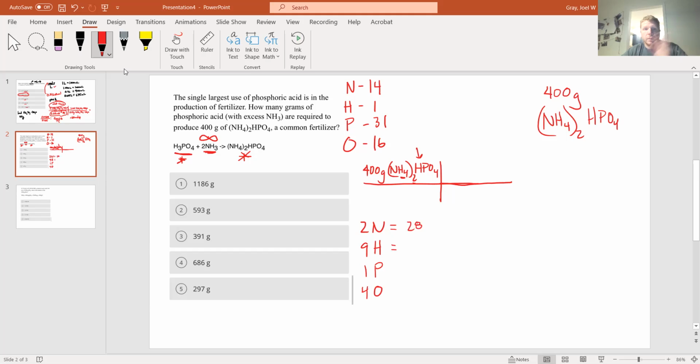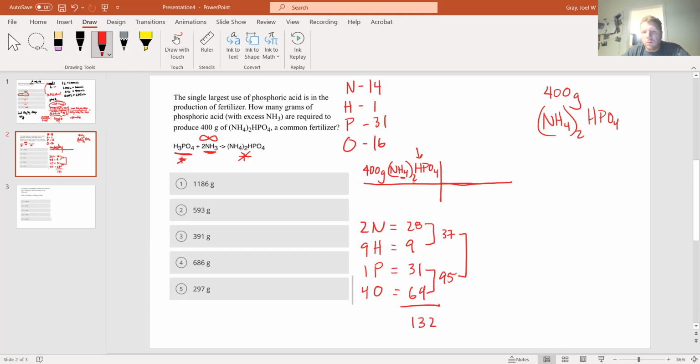I'm just doing the multiplication on the fly. There'd be 9, and I'm adding up the mass of all of these. Phosphorus is 31, and oxygen is 16, so 4 times 16 is 64. So add all of these up. 28 plus 9 is 37. 31 plus 64 is 95. 95 plus 37 is going to be 132.